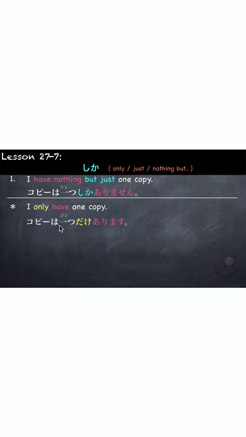But, if you use だけ, I only have one copy. コピーは一つだけあります。So, here it's a positive verb. So, しか uses the negative verb. だけ uses the positive verb.